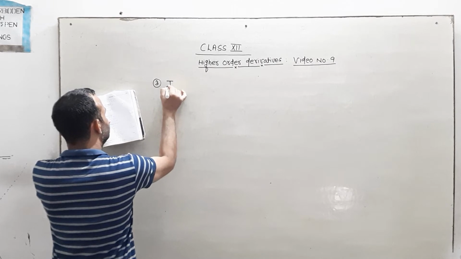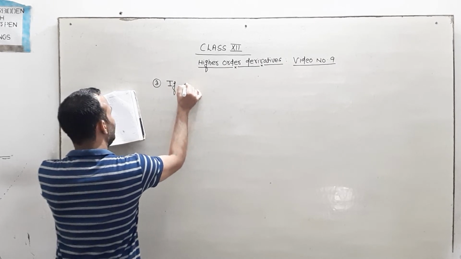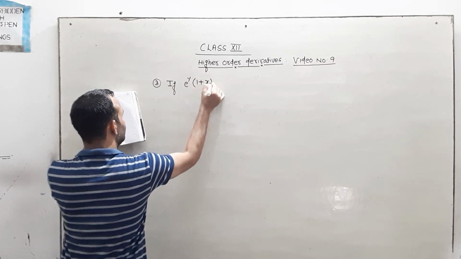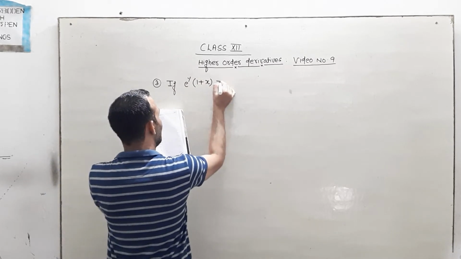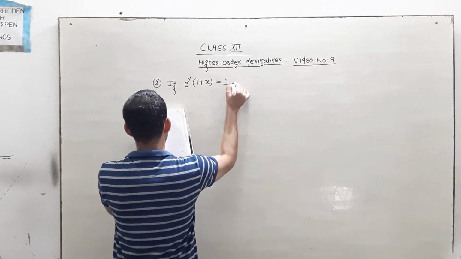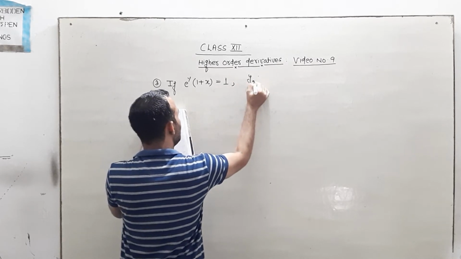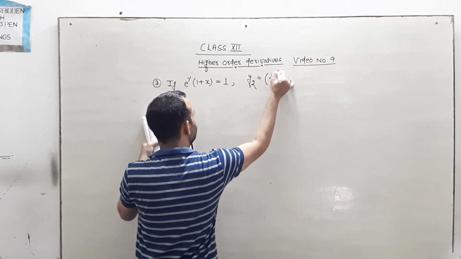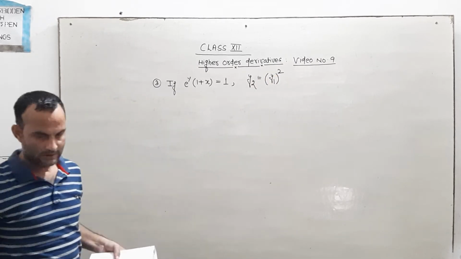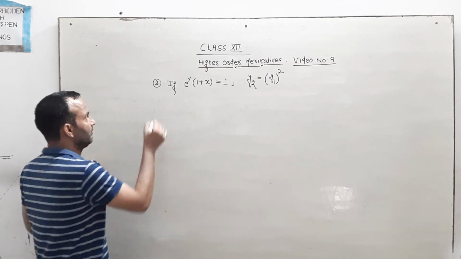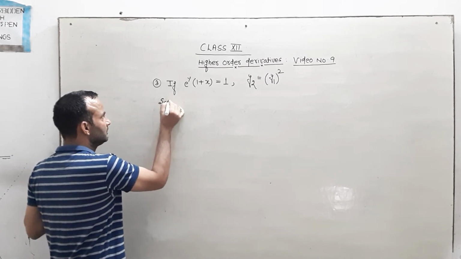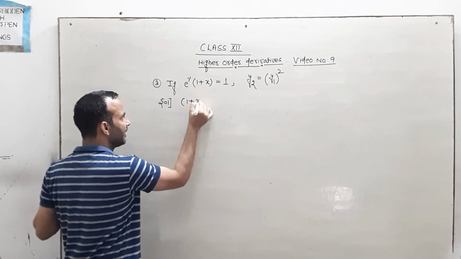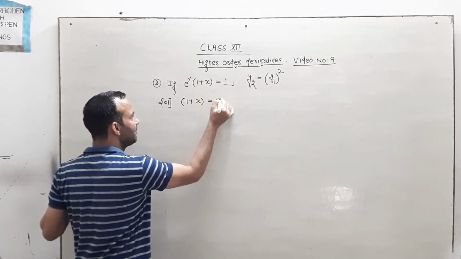If e raised to the power y multiplied with 1 plus x is equal to 1. This is an important problem. Then prove that y2 is equal to square of y1. Okay. Solution. We can write this expression as 1 plus x is equal to e raised to the power minus y.